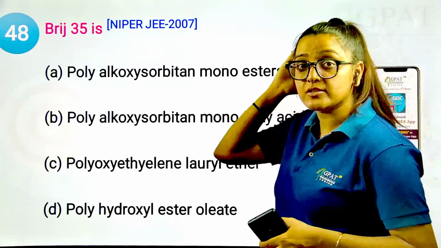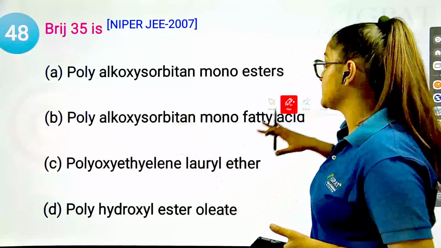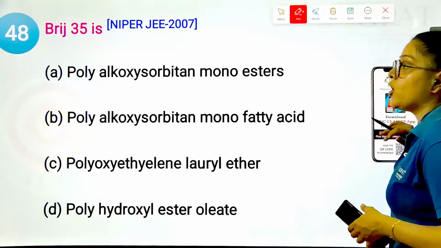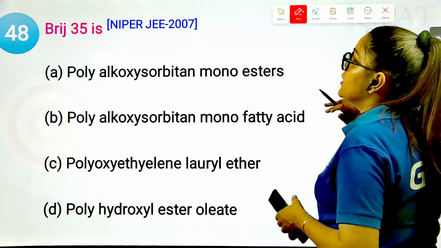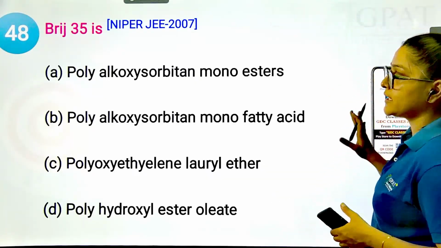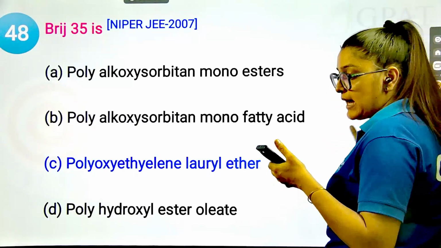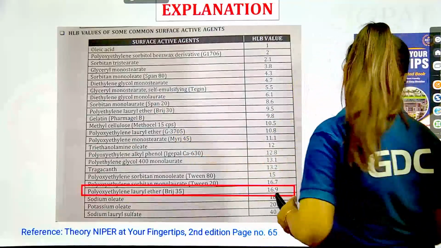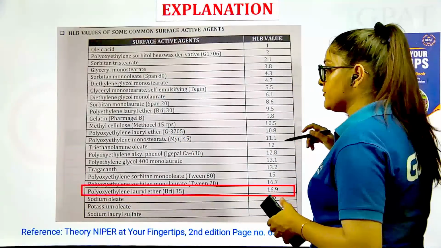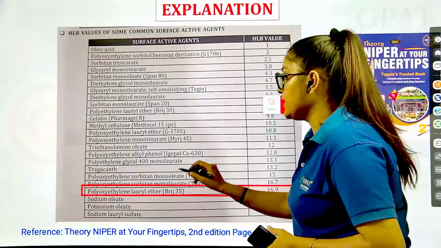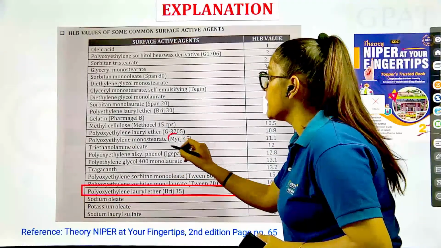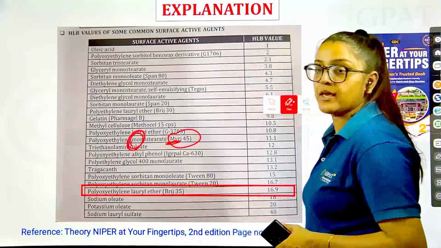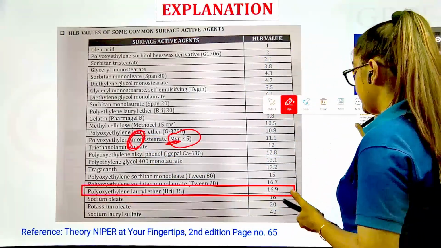Next, Brij 35. I have just told you about the Brij series. You must remember their names. So it is going to be polyoxyethylene lauryl ether. Direct answer question, asked from your table only, which I had shown you. For the Brij series, we can correlate with one trick also. We have Brij 45, it starts with the M. We have monostearate here.